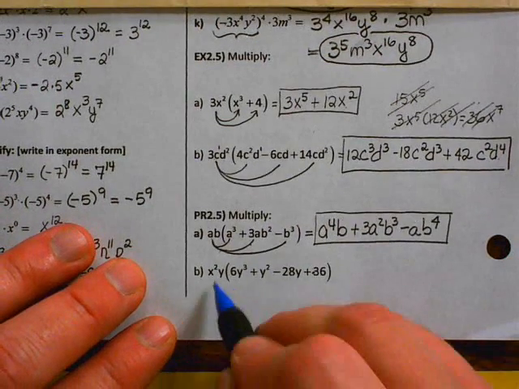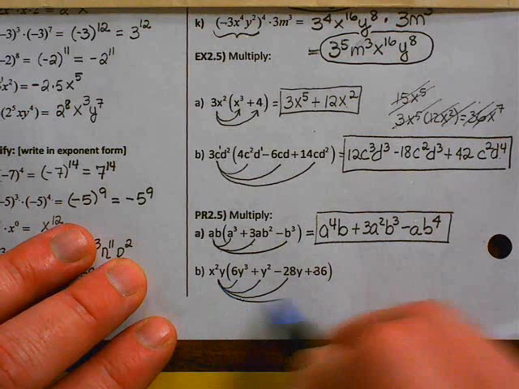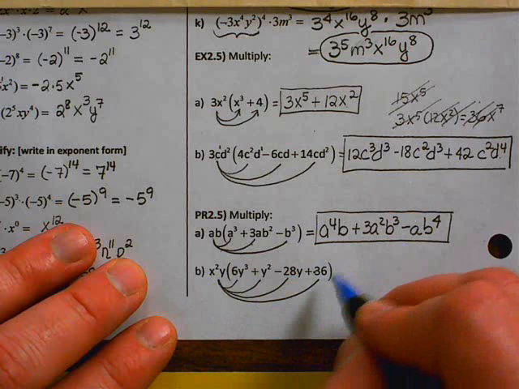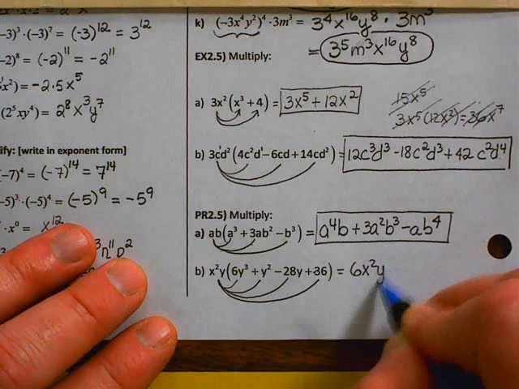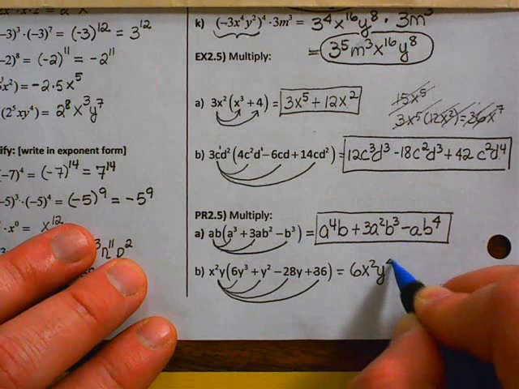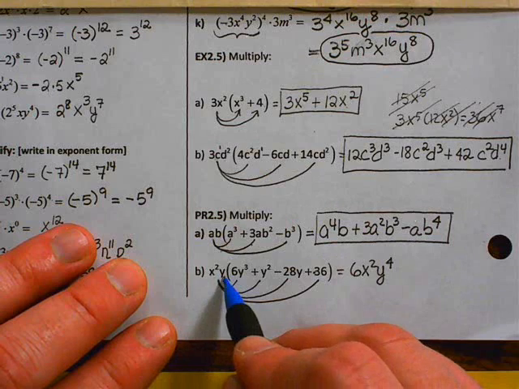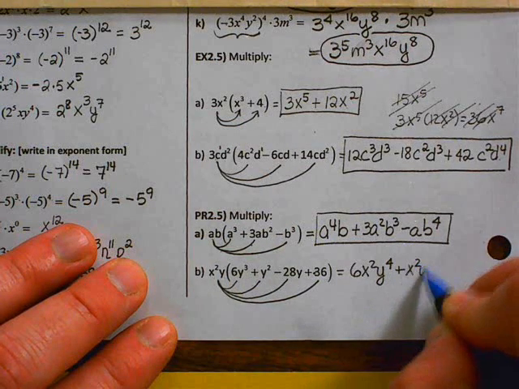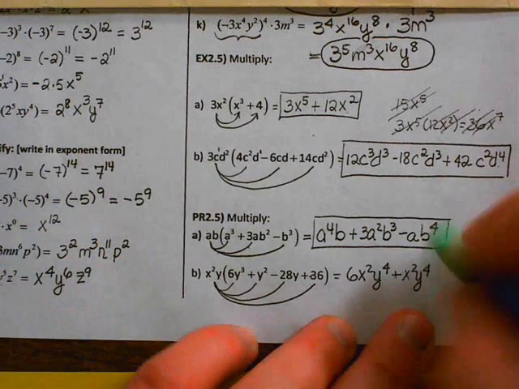Okay, next one. I'm going to multiply these out. So it would be x squared y times 6y cubed. So this would be 6x squared y to the fourth. And then 6x squared y times y squared. This would be plus x squared y to the fourth. I'm sorry, y to the third.